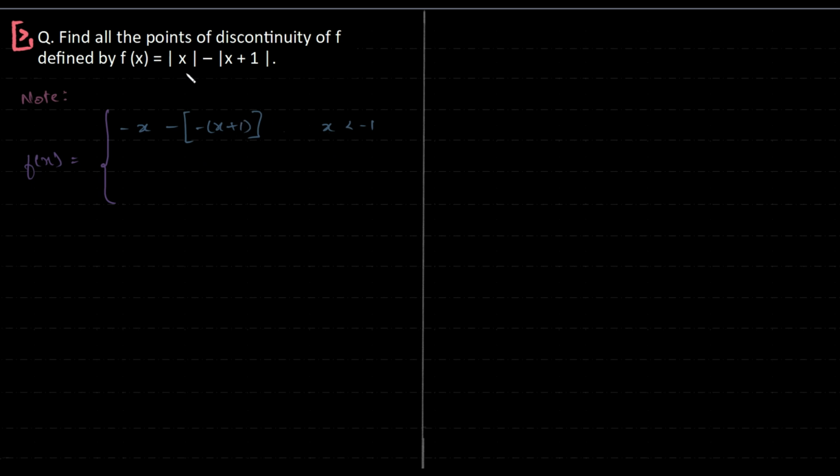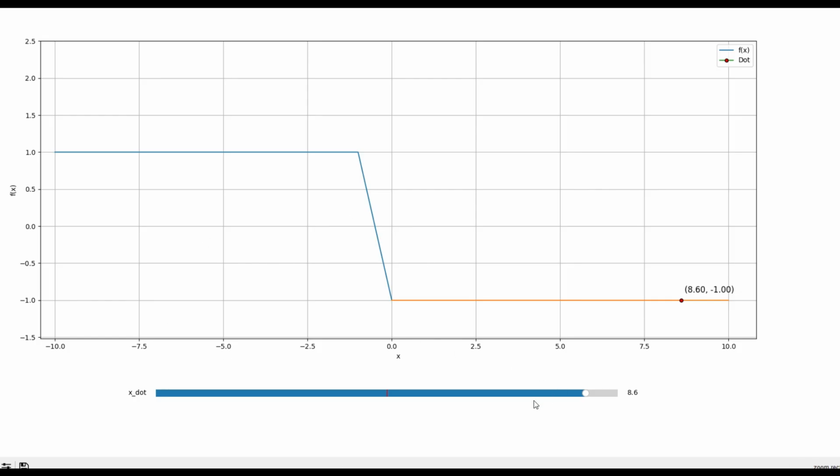Next case is this is positive while this is negative. That happens for x greater than or equal to minus 1 but less than 0. So this expression will be negative while this will be positive. And finally, we have both of them positive for x greater than or equal to 0. So this will be positive and this also will be positive. Simplify this and you will get to understand the behavior of this particular graph.